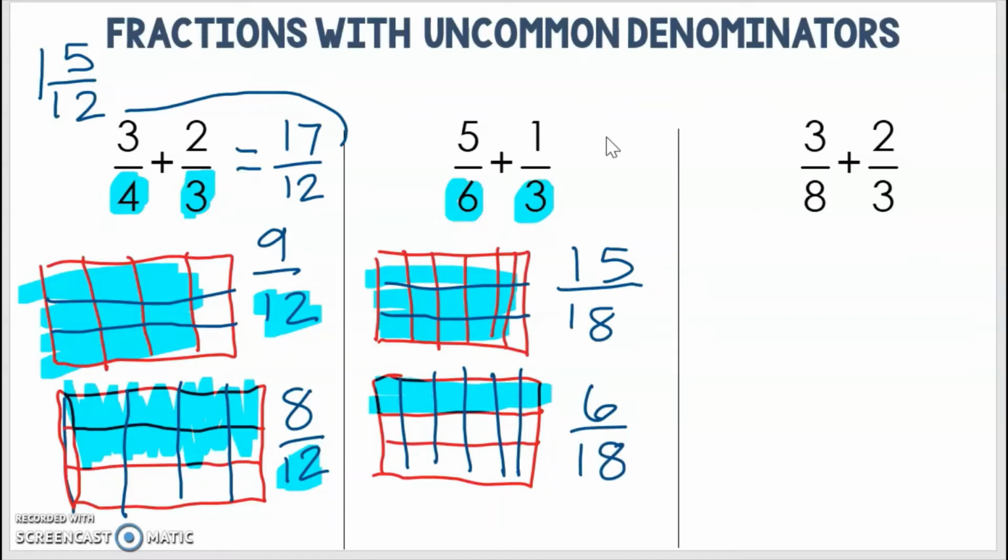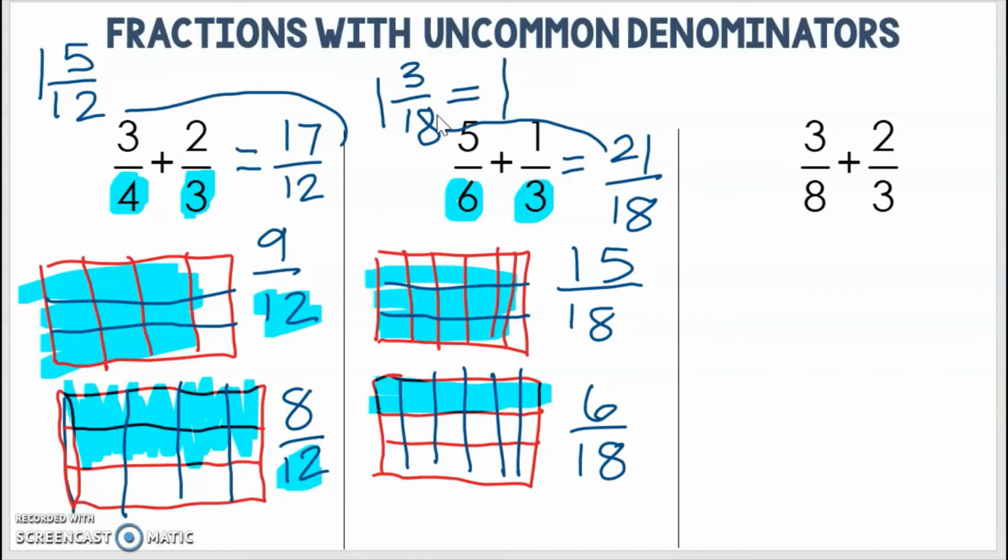So 15/18 plus 6/18 is going to give me 21/18, which is the same as 1 and 3/18, which can also reduce to 1. So I'm going to divide both of these by 3. So 18 divided by 3 is 6, and 3 divided by 3 is 1. So that's going to give me 1 whole and 1/6.